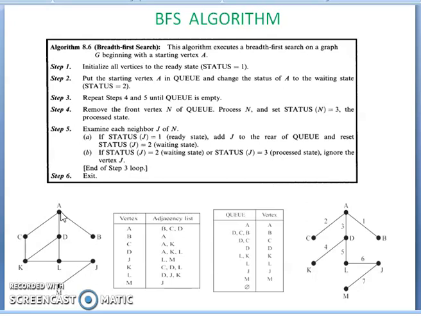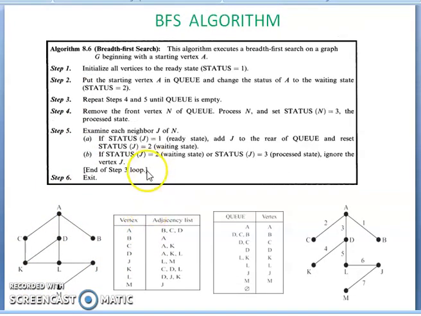Initially, each and every vertex status is 1, meaning ready state. Status 2 means waiting state, waiting in a particular data structure; if this is a queue, then waiting in the queue. And status 3 means processed, the vertex is already processed. Status 1 means ready, status 2 means waiting, status 3 means processed. Now initialize every vertex with status 1.